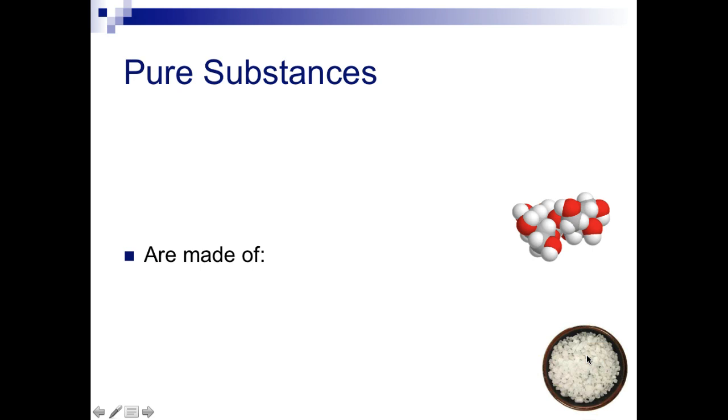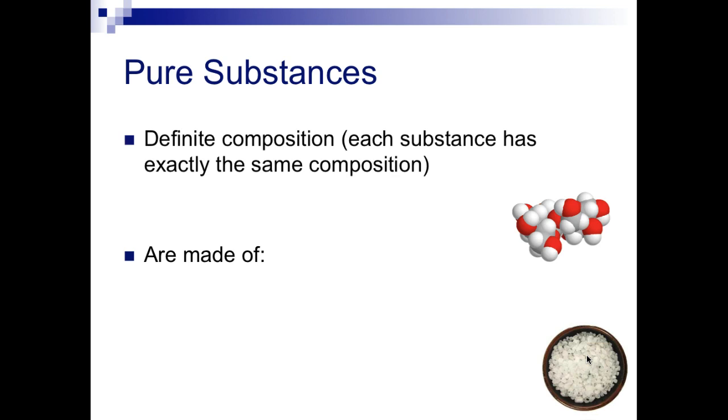So let's go into what these things are, particularly in more detail. So let's start off with pure substances. Pure substances have a definite composition. Each substance has exactly the same composition. They have definite properties. So those are the two big things that describe what a pure substance is.